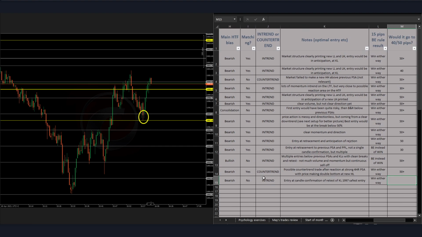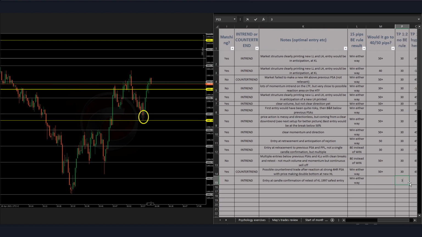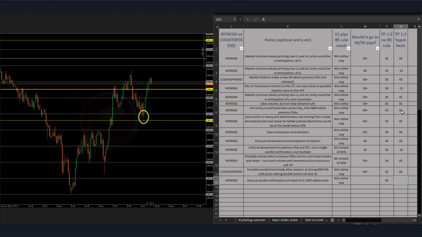Win either way. 1972000. I don't know if it will go further up or have a rejection over here, because as you can see, we have this level. I don't know what percentage of retracement of the overall bearish move we are, but I will be cautious about it. So for sure it will be 30 pips, but I don't know about here, the 45.